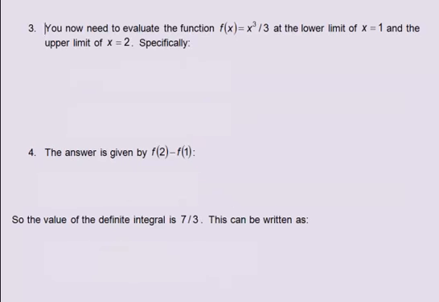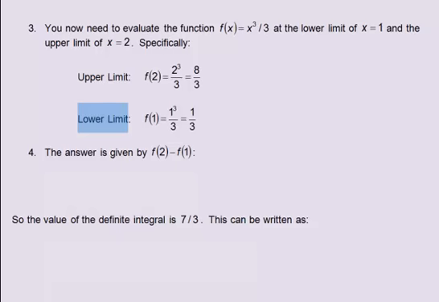Step 3. You now need to evaluate the function f of x equals x cubed divided by 3 at the lower limit of x equals 1 and the upper limit of x equals 2. Specifically, for the upper limit, f of 2 equals 2 cubed divided by 3, which equals 8 divided by 3. For the lower limit, f of 1 equals 1 cubed divided by 3, which equals 1/3.